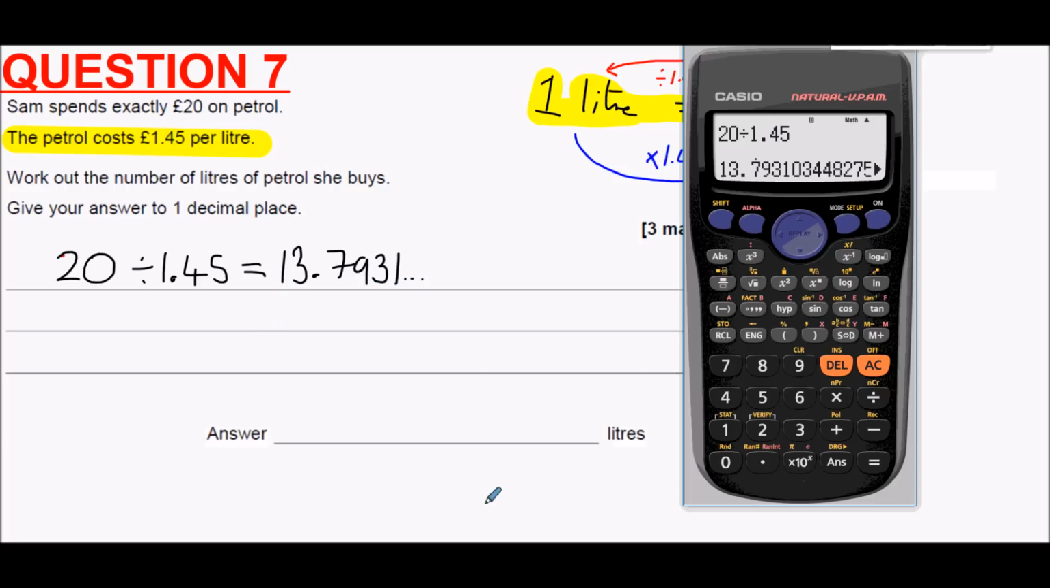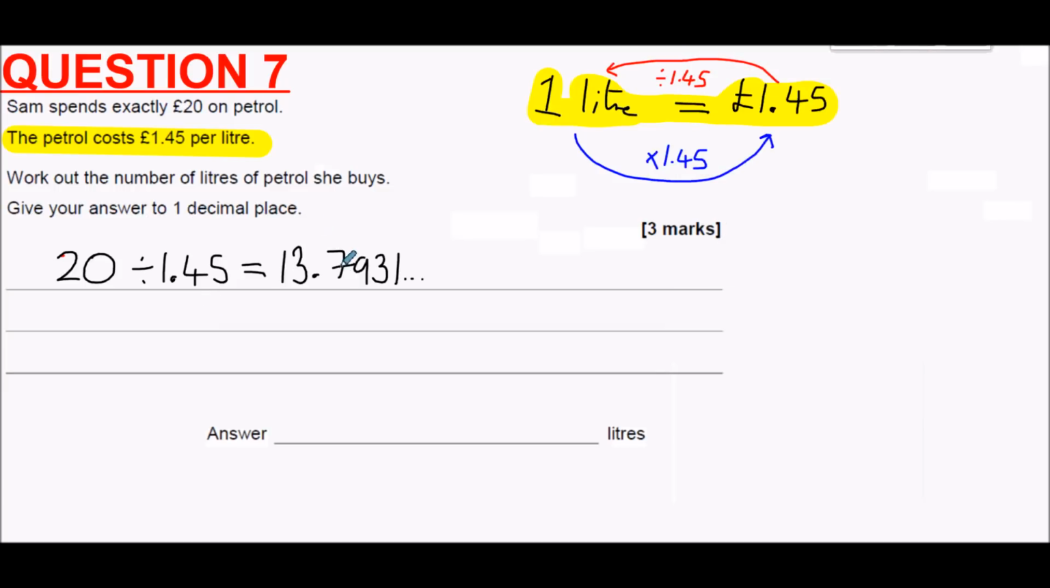Now, in this question, we're told to give the answer to one decimal place. And so what that means is we want to keep just one number after the decimal. So either it's going to be 13.7, or if it rounds up, it'll become 13.8. So how we decide is we look at the number next to the 7, which is the 9. Because 9 is 5 or higher, that makes this 7 round up to an 8. And so to one decimal place, we'd have 13.8 litres.